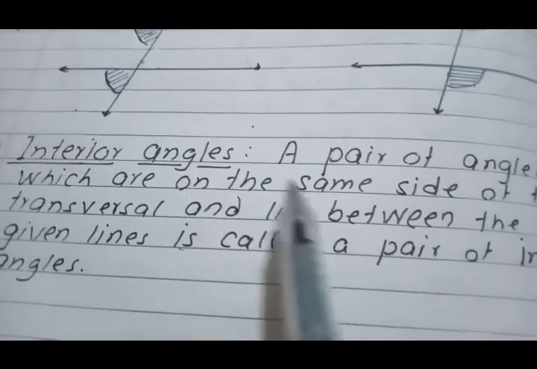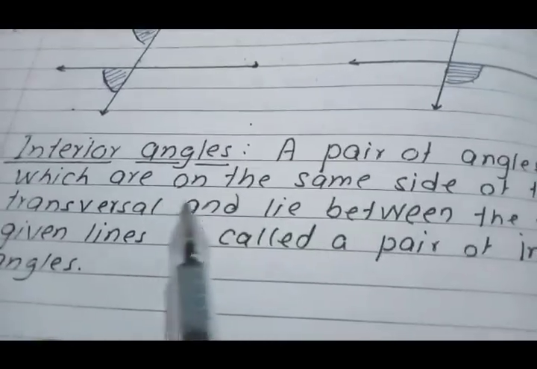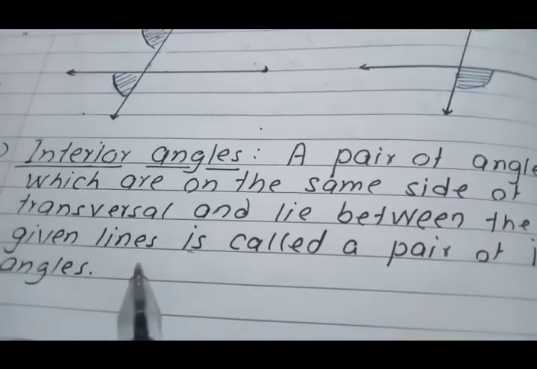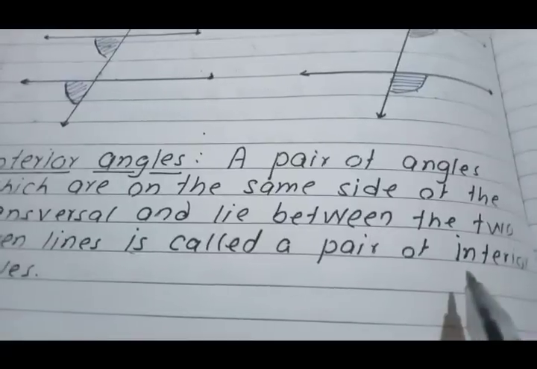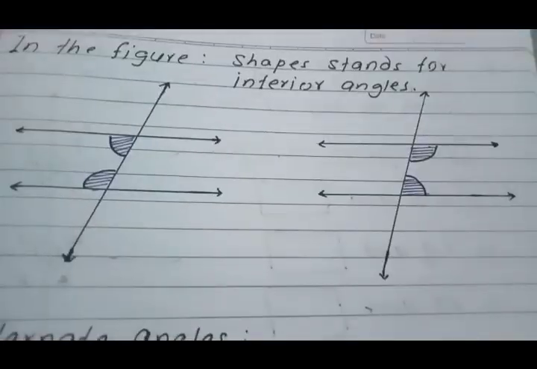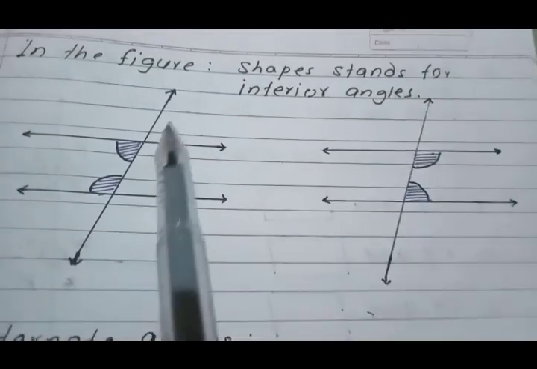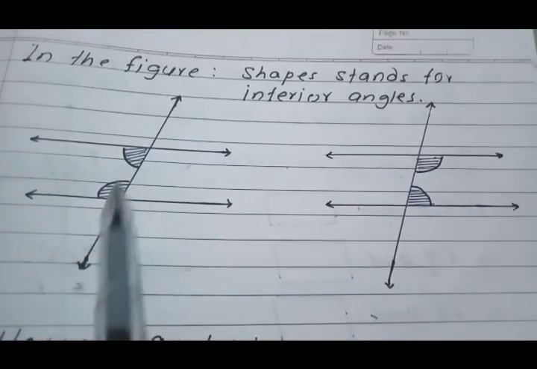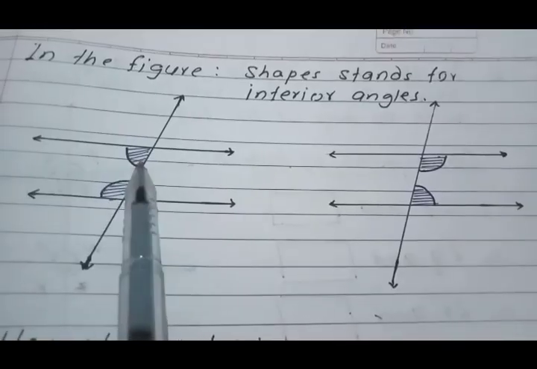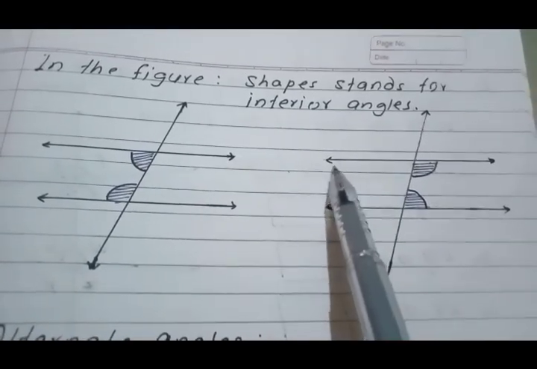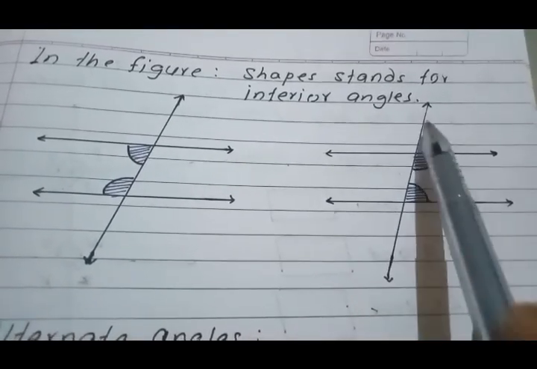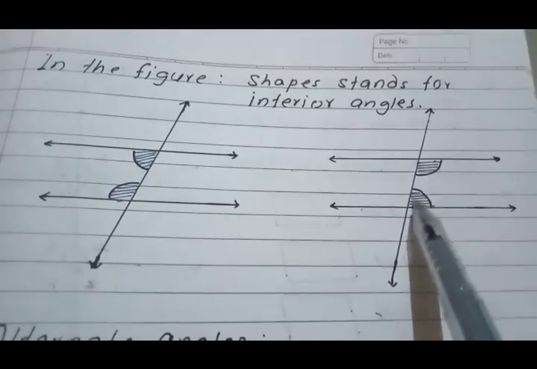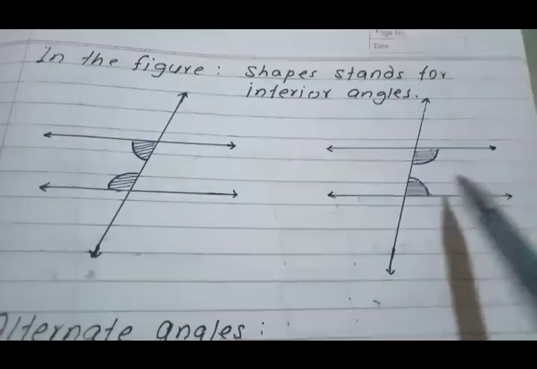Then interior angles. A pair of angles which are on the same side of the transversal and lie between the two given lines is called a pair of interior angles. In the figure, the shapes stand for interior angles. This line and this line are parallel, this is the transversal, and both these angles are interior angles. Again, next, these lines are parallel and this line is the transversal, and these angles are interior angles.